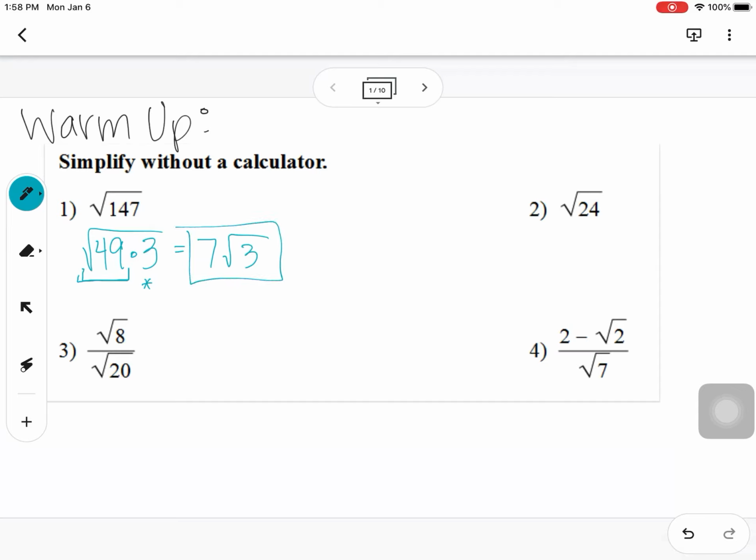On number 2, we do the same thing. The biggest perfect square that goes into 24 is 4, so it is 4 times 6. The square root of 4 is just a 2. So the square root of 24 is equivalent to 2 root 6.